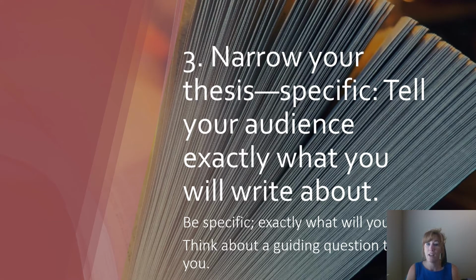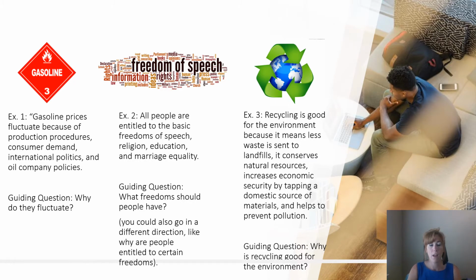Step 3 is to narrow your thesis. Be specific. Tell the audience exactly what you're going to write about. This is where we're going to actually come up with some reasoning. So example 1, gasoline. Gasoline prices fluctuate because of production procedures, consumer demand, international politics, and oil company policies. Remember that my guiding question for this is, why do they fluctuate?